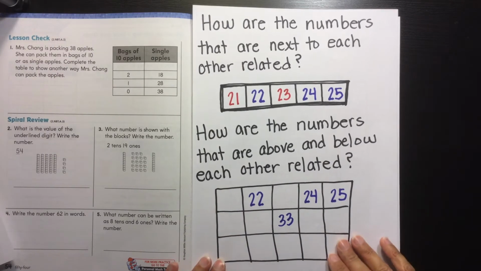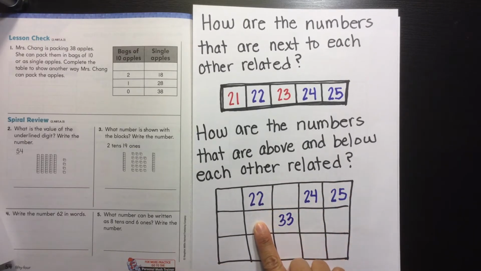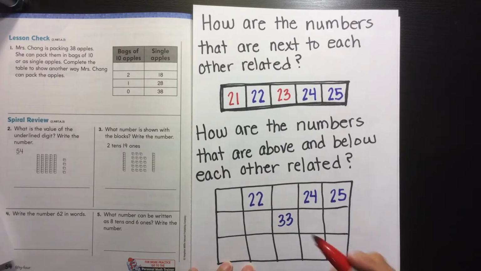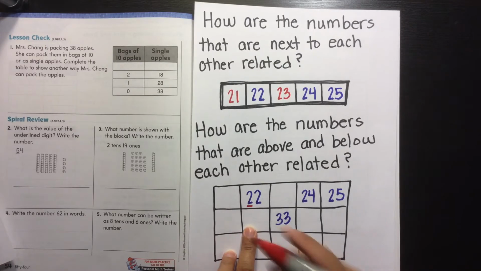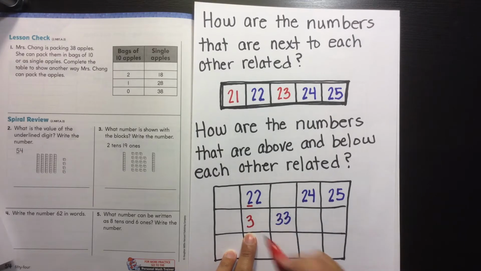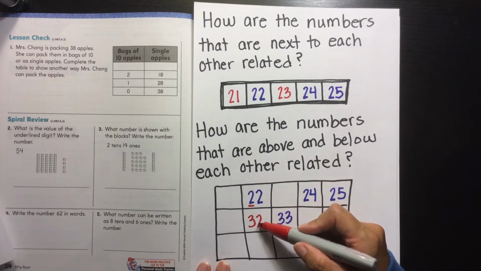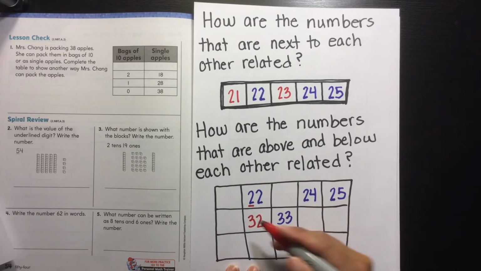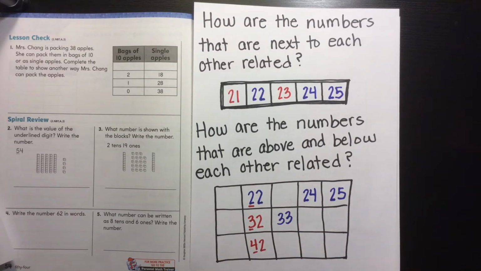So in order to find those pieces, we know that if we go below or down, we are adding 10 more. So all we have to do is look at the tens place, and we need to make that number one more 10. For example, one more 10 for this one would be a 3. So we would have 3 tens and still 2 ones. So 10 more than 22 would be 32. Then if we go down one more, again, we're adding 10. So we add one more to the tens place, which would be 4 tens, and we still have 2 ones. So 10 more would be 42.